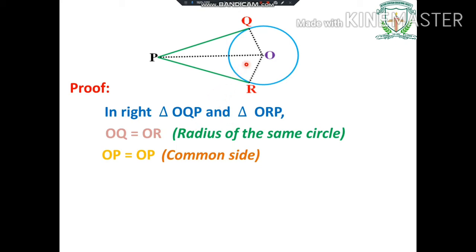Now you can see here, children, one more part we have to prove to apply a postulate. You can see this angle here. How much is this angle? Angle Q and angle R? Yes, you have learned in your previous class theorem 4.1: angle Q and angle R both are equal to 90 degrees. Why? OQ is the radius and PQ is the tangent. The tangent at the point of contact is perpendicular to the radius, equal to 90 degrees. Therefore, angle OQP is equal to angle ORP is equal to 90 degrees.